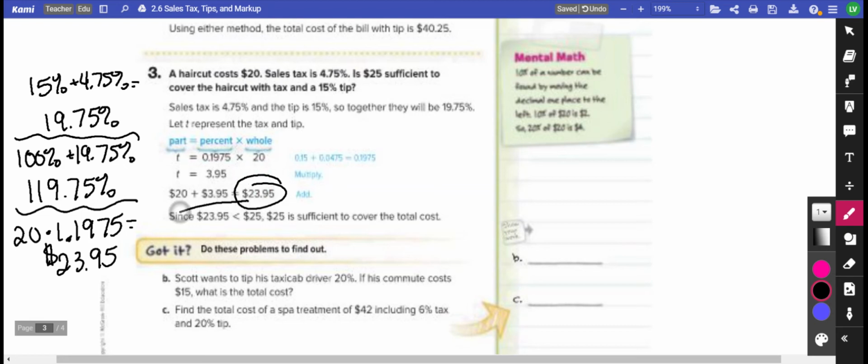Again, same answer, just a different way of solving it. So since $23.95 is less than $25, $25 is sufficient to cover the total cost. So let's look at letter B and C to see if we understand. Scott wants to tip his taxicab driver 20%. If his commute costs $15, what is the total cost?